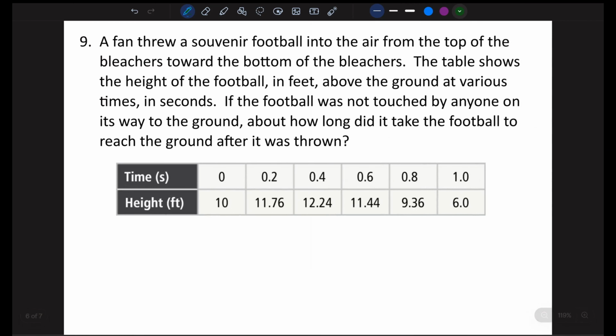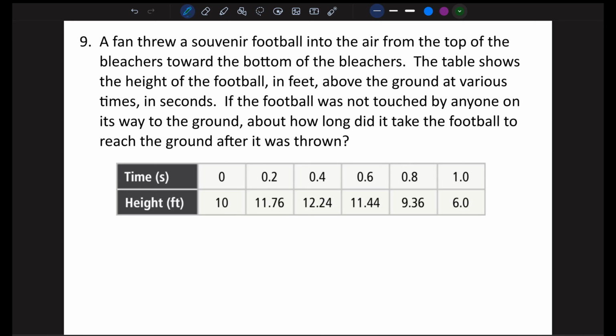All right, number 9. A fan threw a souvenir football into the air from the top of the bleachers towards the bottom of the bleachers. The table shows the height of the football in feet above the ground at various times in seconds. If the football was not touched by anyone on its way to the ground, about how long did it take the football to reach the ground after it was thrown?